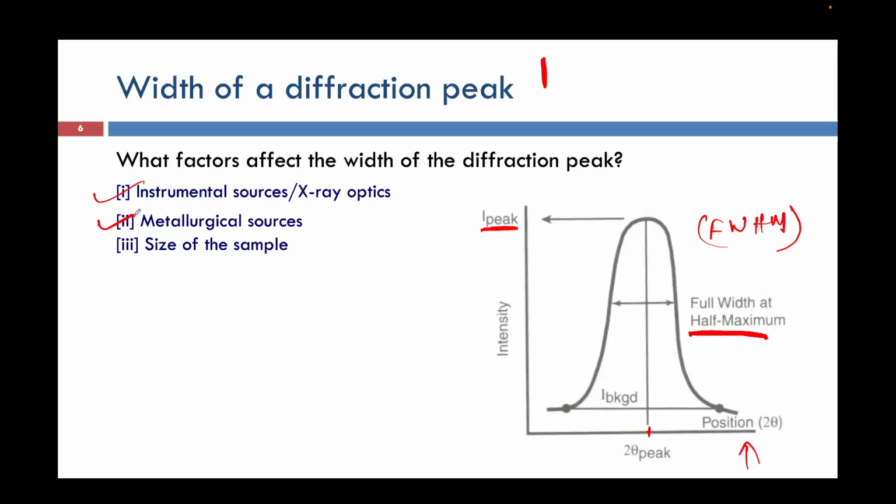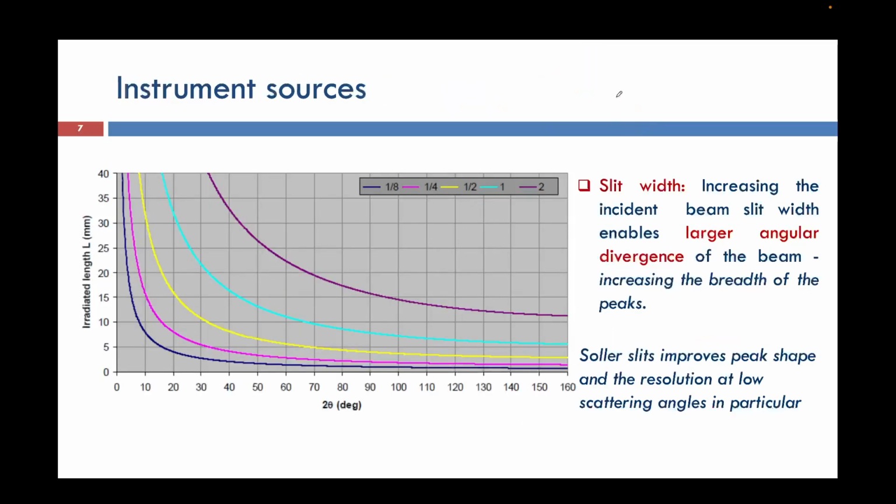Second, metallurgical sources. Last class we saw whether there are crystal defects, antiphase boundaries, the crystallite size, or strains. Depending on the crystallite size, some amount of broadening happens. And finally, the size of the sample. So these 3 things eventually add to the peak width, right? Instead of getting a single line, each of these factors slowly adds to the width of a diffraction peak. So we have to see what their effect will be.